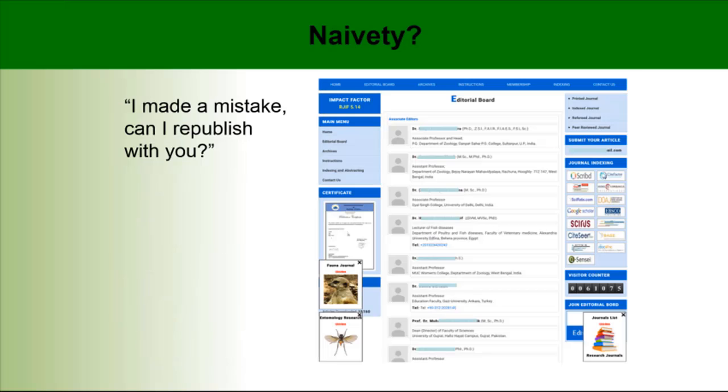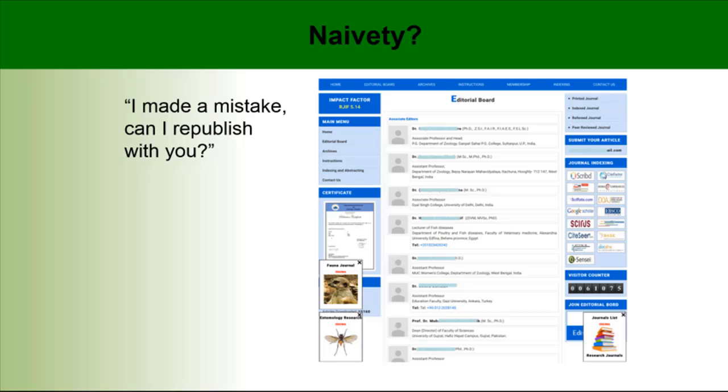And there's naivety. I made a mistake, can I republish with you? And this came up just recently. I was asked by a researcher, her group had submitted to a journal and they were published, and it was great. They then realized it was a fraudulent journal. The journal said it had an impact factor. It didn't have an impact factor. It said it was indexed in all these places. It wasn't indexed in all these places.